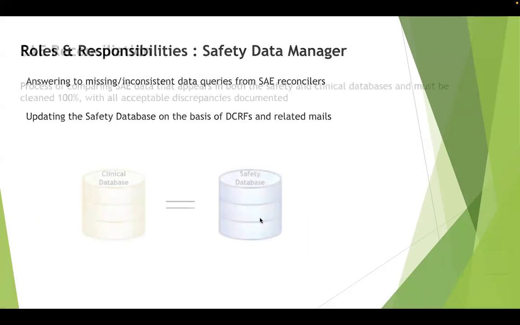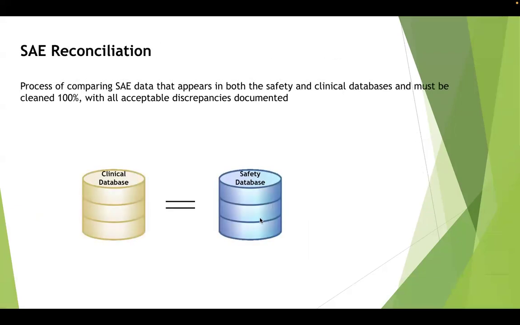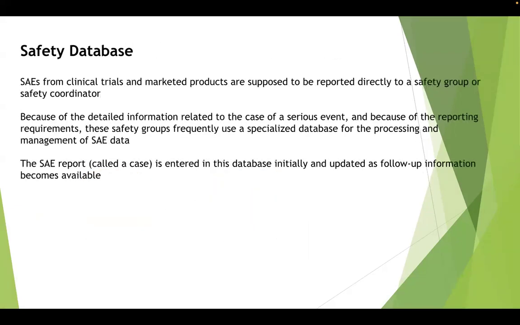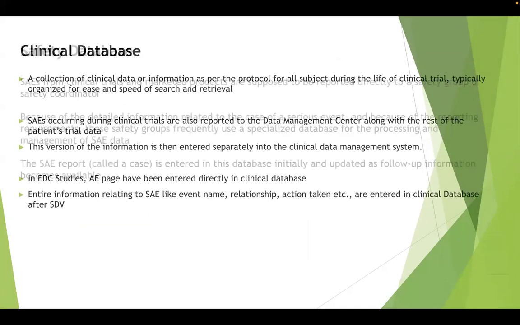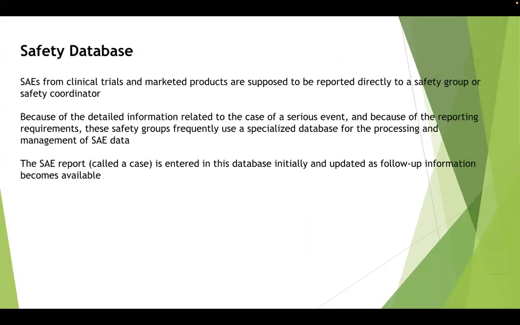Now, let's see. Okay. So the safety database. SAEs from clinical trials and marketed products are supposed to be reported directly to the safety group or the safety coordinator. That means all the serious adverse event information from a clinical trial and marketed products, that means drugs that are released into the market, are supposed to be reported directly to a safety group or the safety coordinator.